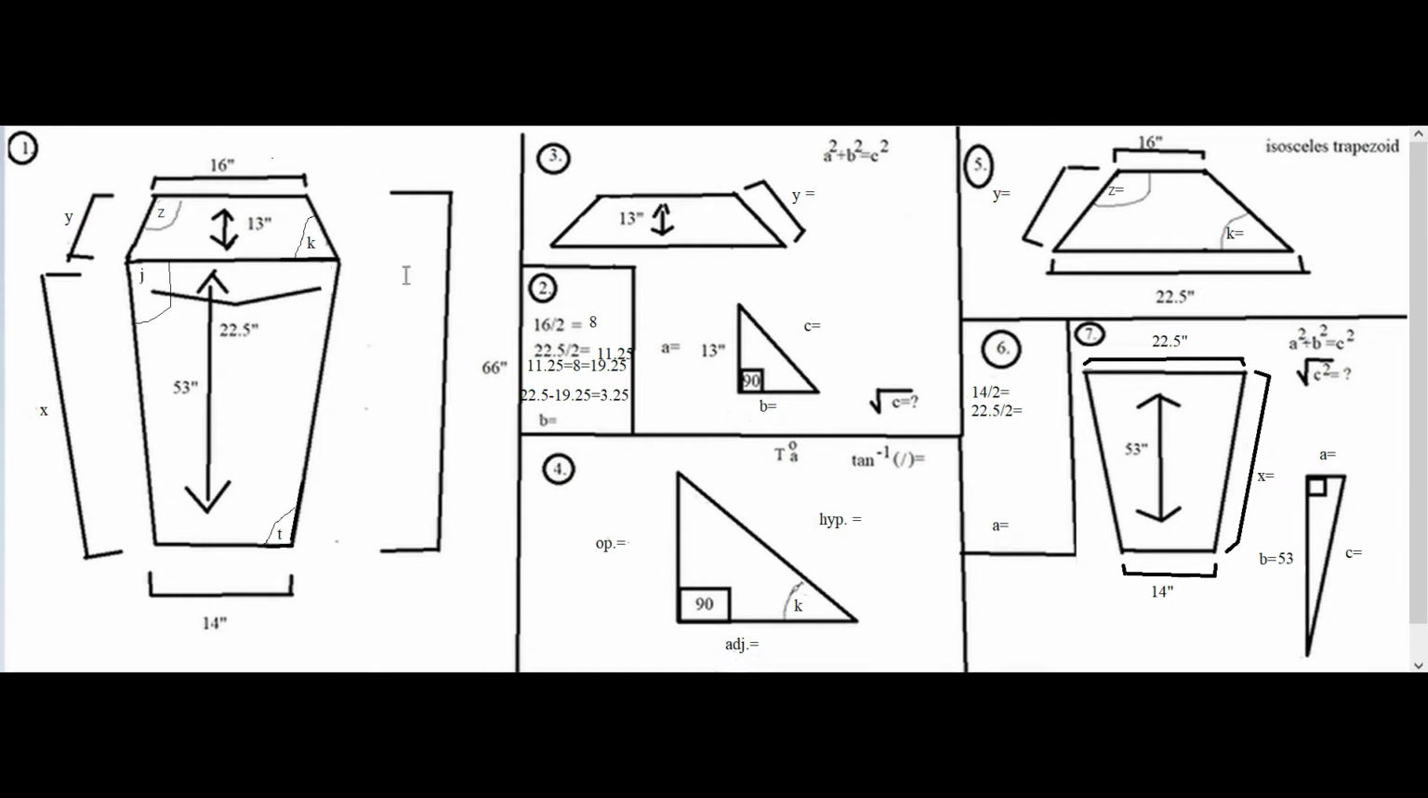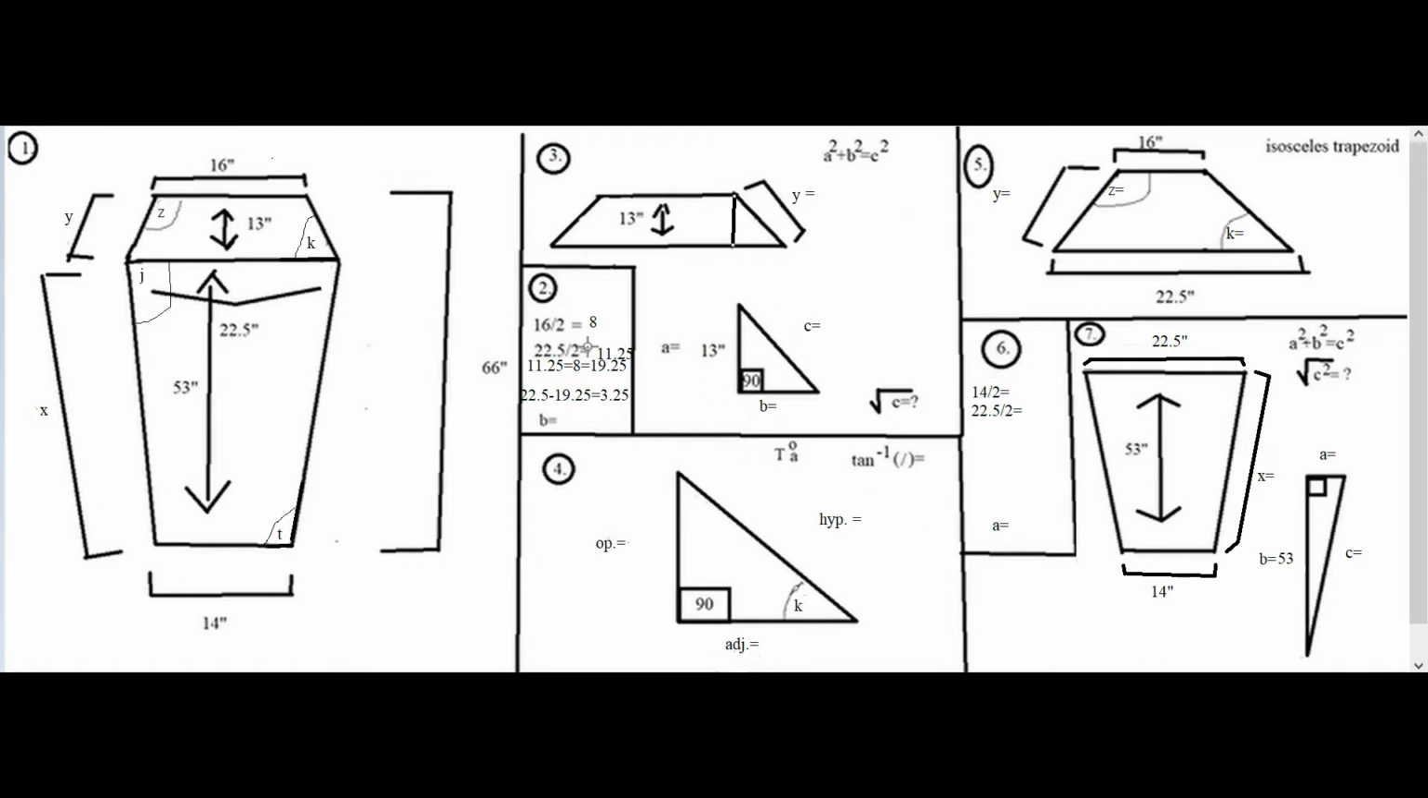Now what we're going to be doing is trying to find K, Z, J, Y, X, and T. In order to find these, we're actually going to break everything down. So we're going to start off with the top of the trapezoid. What we're going to do is turn it in, break it into a triangle like this, and we're going to be looking for angle B. In order to get angle B, we're going to have to go to step 2.